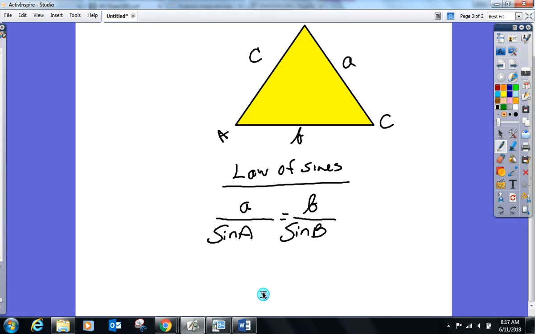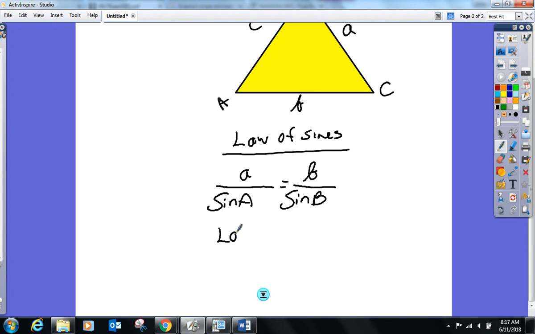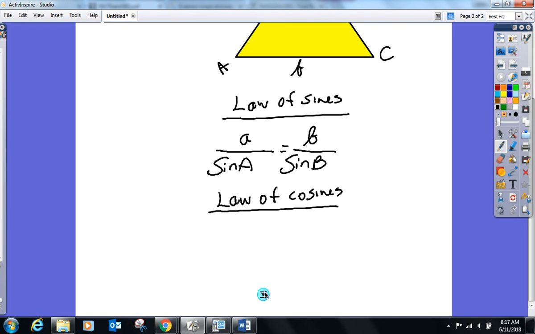Law of cosines, not too much, but it is available if you want to use it. Law of cosines, you need to know something about all three sides, whether that's two given and a missing or all three sides. And here's what it says: A squared equals b squared plus c squared minus 2bc cosine A.